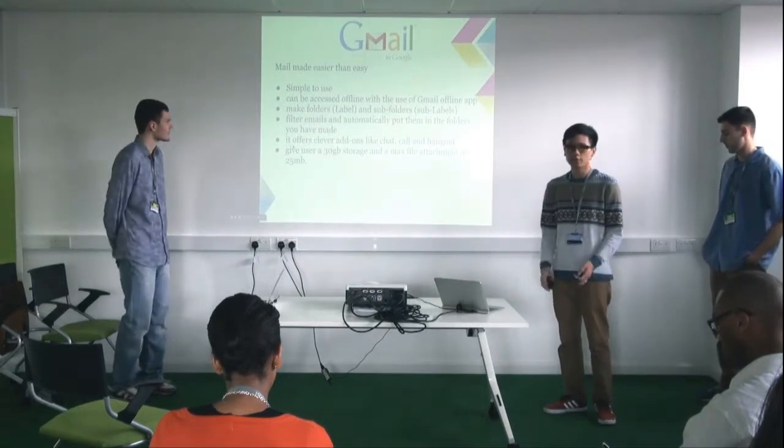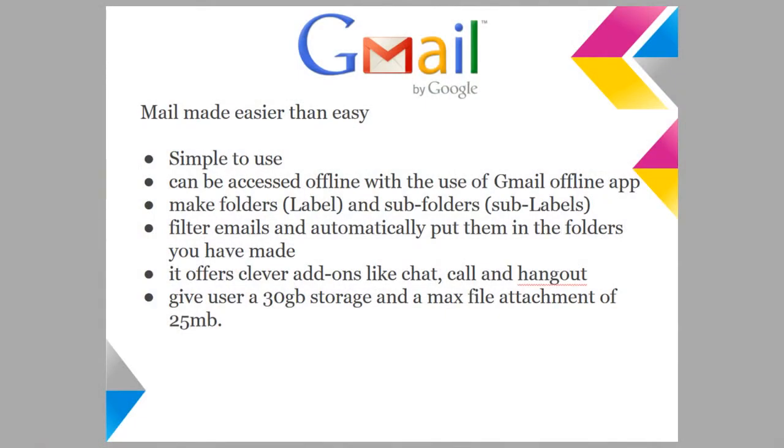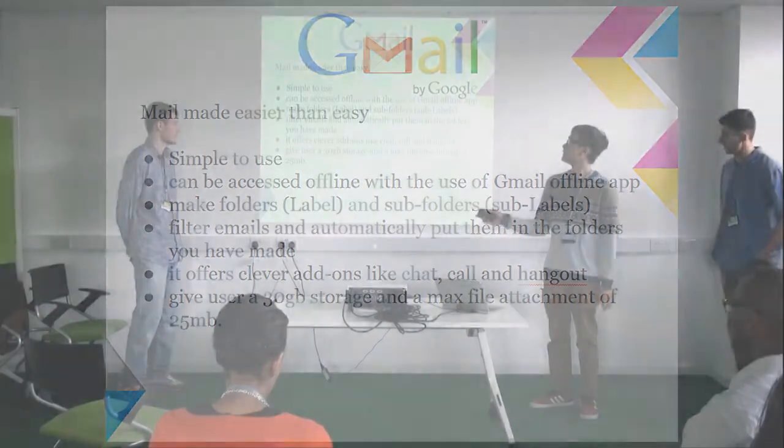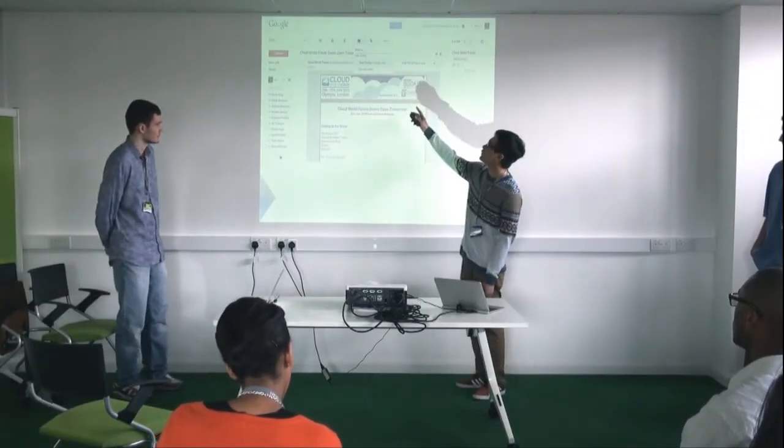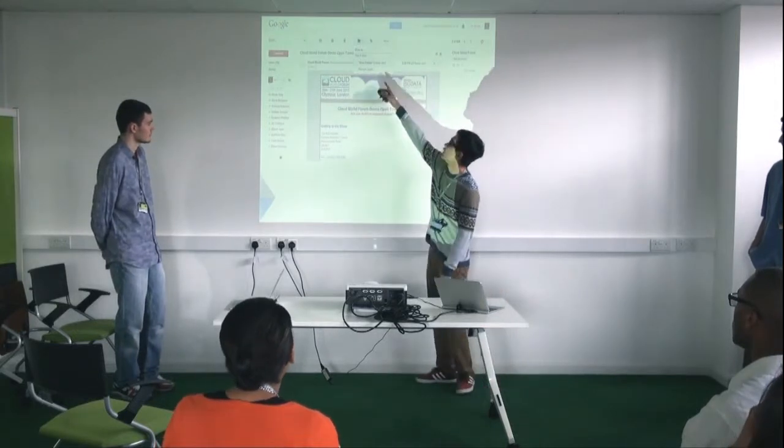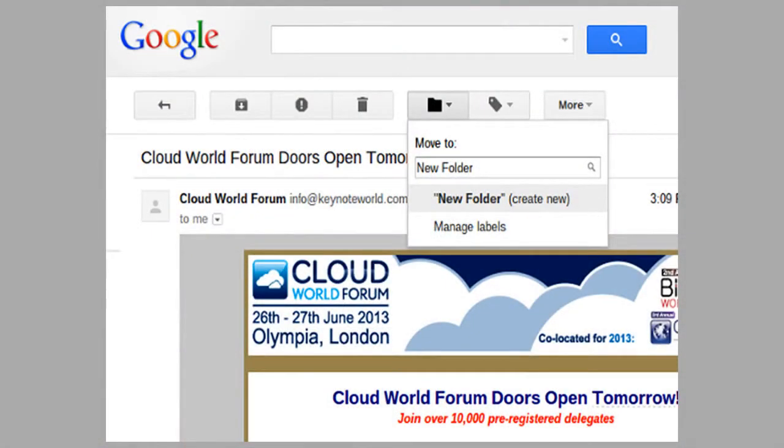You can also filter emails and make folders. It has a lot of clever add-ons like chat, call, and hangout. It uses 30 GB of storage, and the max file attachment is 25 megabytes. Here you can see a demonstration of how you can create a folder using Gmail. You just click on the folder tab and then name your folder and then create it.